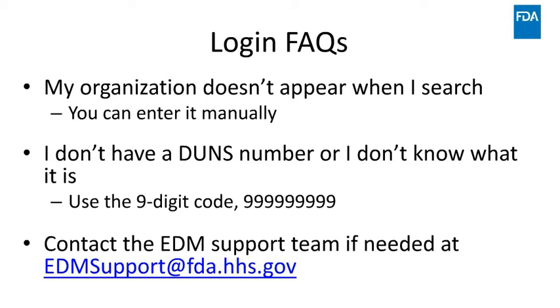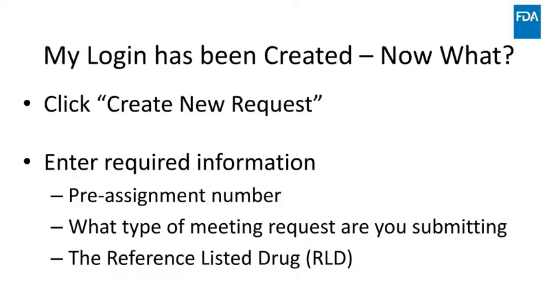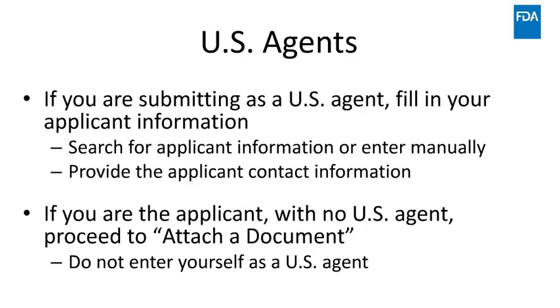So some frequently asked questions that we get is one of the things you're going to have to do is enter your organization. And your organization might not appear when you try to type it in. That's okay. Don't worry about that. You can always enter it manually. The other thing that it's going to ask you is for a DUNS number. If you don't have one or you don't know it, it's also not a problem. You can enter it using just a 9-digit code and just put that as a placeholder. Even if you have one and you don't know it, you can use the 9-digit number. If you have any questions or need any support, there's a support email address that you can use.